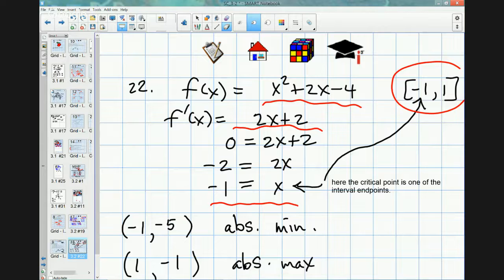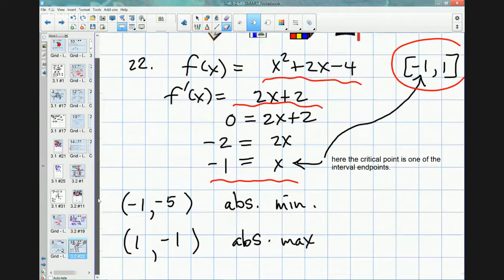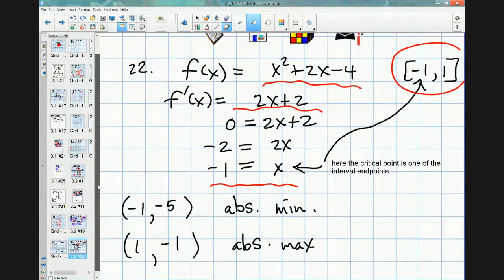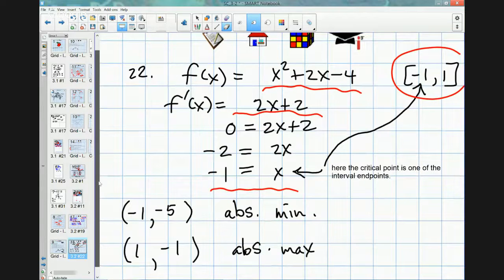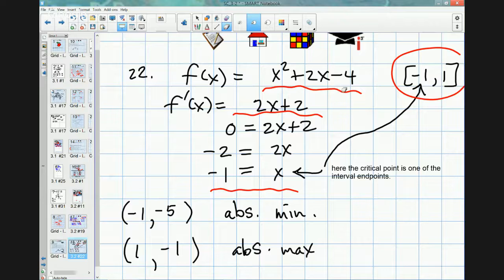All right? Now this is kind of weird. The critical point turns out to be one of the endpoints. Do you see that? Okay, that doesn't usually happen, but anyway. So, what is the value of the function at -1? So go back up to the top, plug in a -1. -1 squared is 1. 1 minus 2 is -1, and -2 minus 4 is -5.